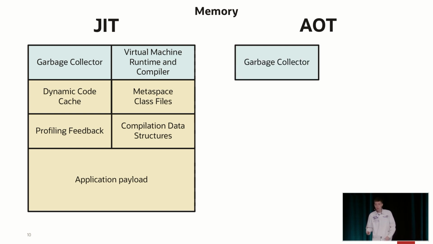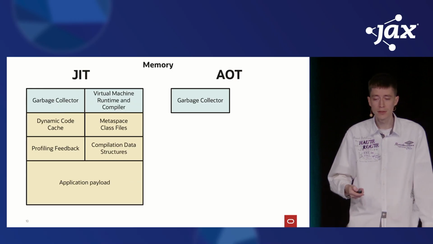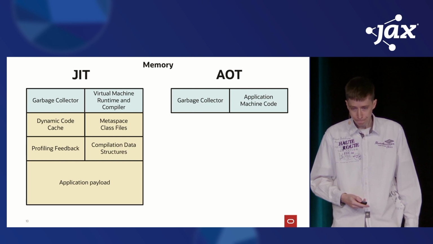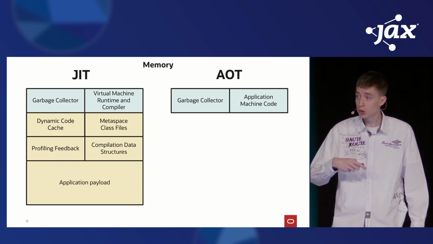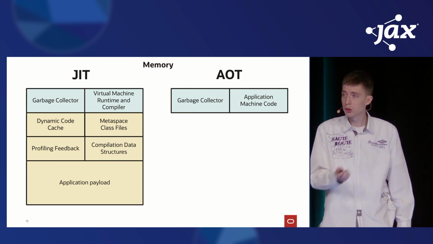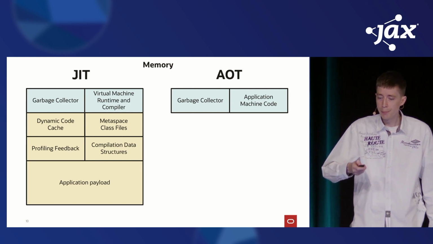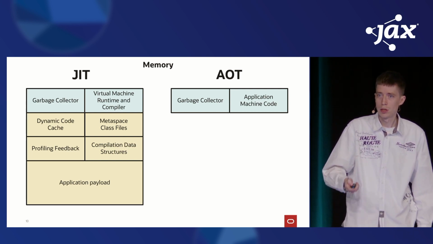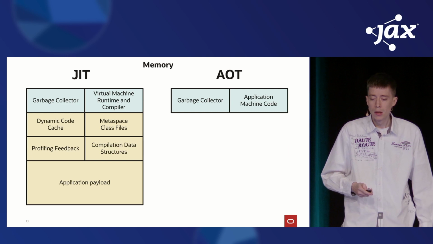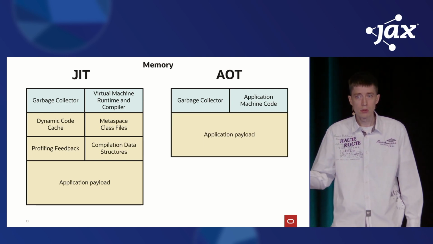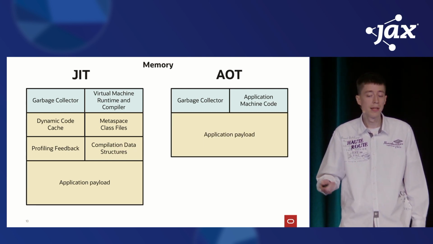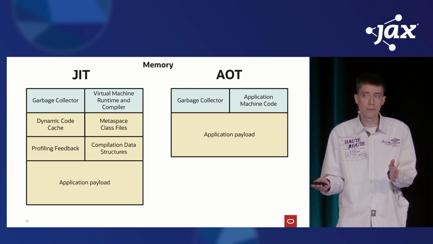Now, in ahead-of-time compile mode, there is still a garbage collector that is part of the ahead-of-time compiled image, so that machine code still has to be loaded from disk. And then there is also a new component, which is not there in JIT mode, which is the application's machine code that needs to be loaded from disk. And there is not anything more, meaning then it's just the application payload.